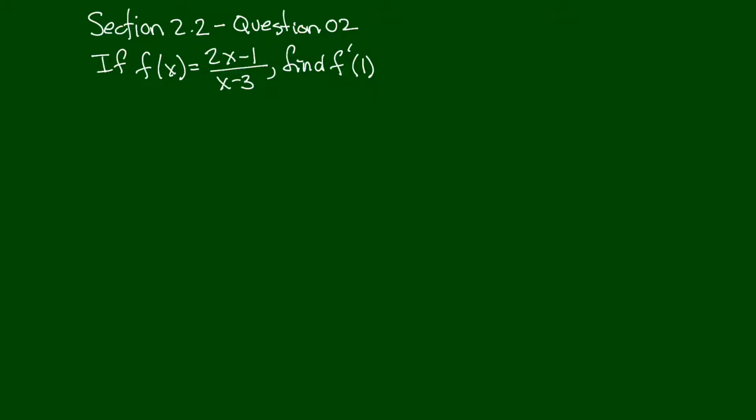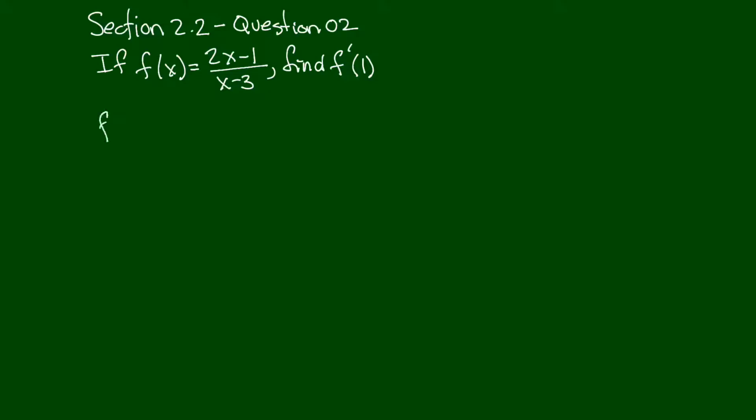Well, in question 2 here, we're asked to find the derivative of this function here. We've got a quotient. We want to find the derivative at 1. So essentially what we're doing is we're finding the slope of the tangent line at x equals 1. So let's first find the derivative. We'll differentiate this function using the quotient rule. Then once we get that, we'll substitute 1 in for x and compute.